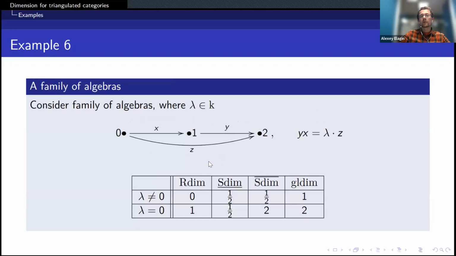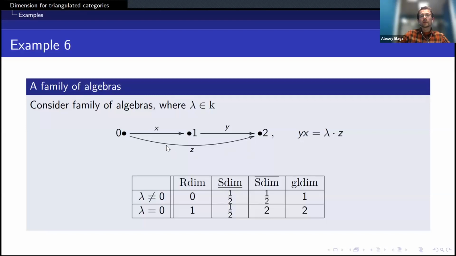That's an example of the same thing that I have just told, when upper and lower Serre dimensions are different, but both are positive. Actually, here I have two examples at the same time. One example of an algebra where lower and upper Serre dimensions are different and positive, and also this is an example of a family of algebras and a family of categories.